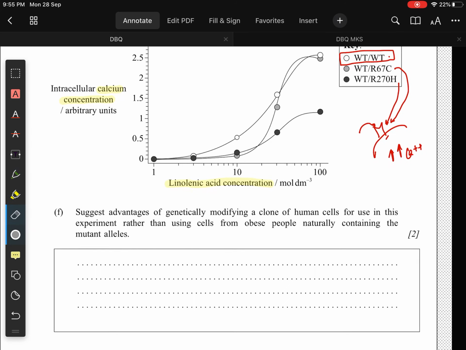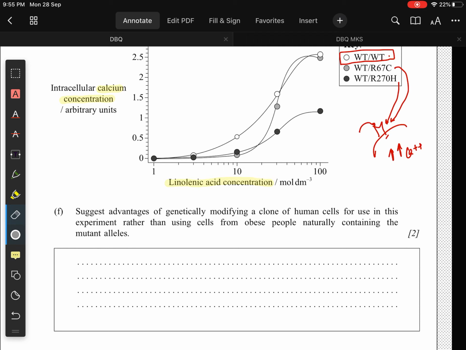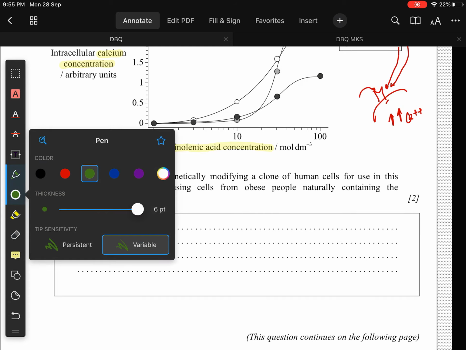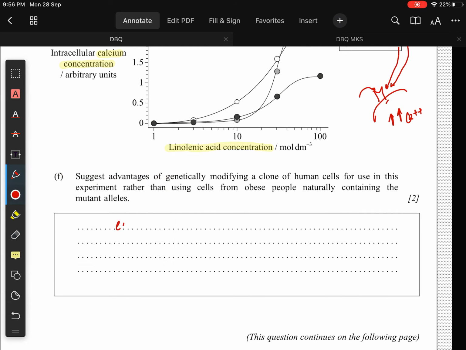All right, now what are they asking? Suggest advantages of using a genetically modified clone of human cell in this experiment rather than using cells from obese people. So whenever you are doing a clone, the first advantage of this is controlling the variable.